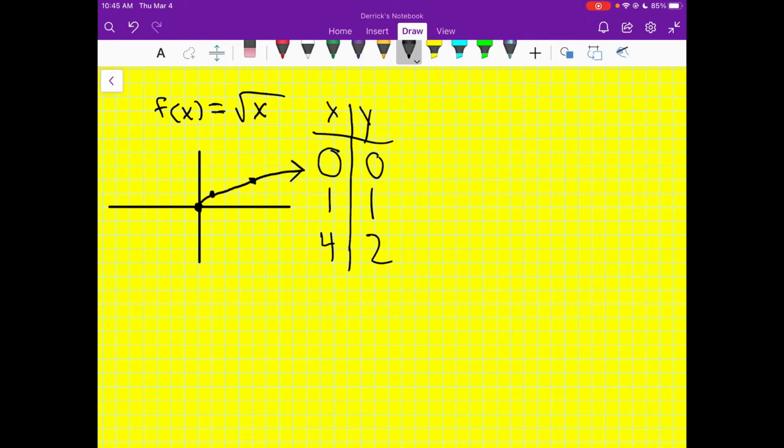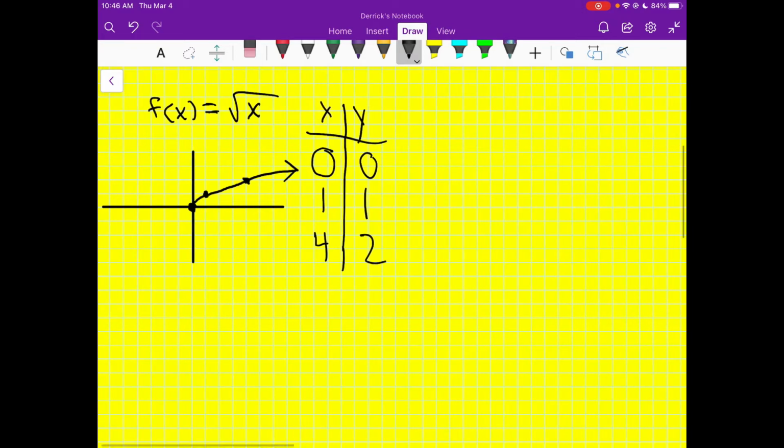So my recommendation would be, from this point forward, whenever you are asked to graph some other type of square root function, you basically have 2 options. You can graph it off the transformations, or you can graph it off an xy table. I prefer to always graph off an xy table.